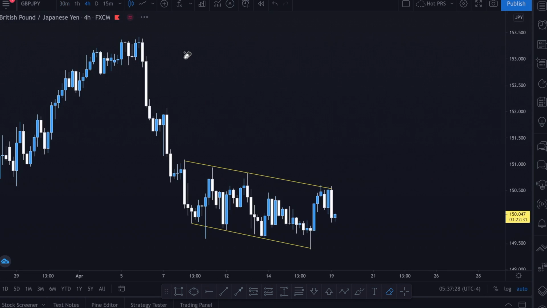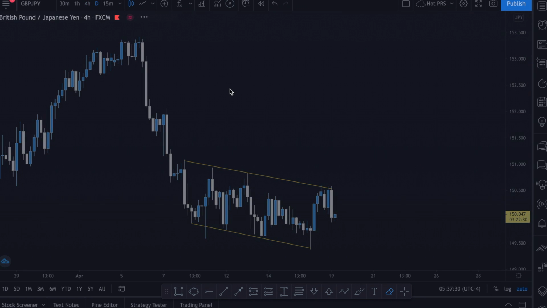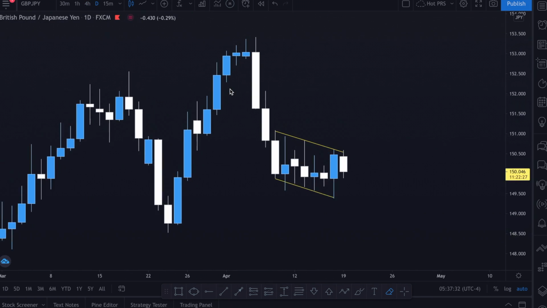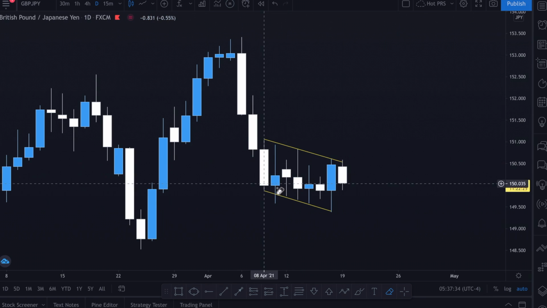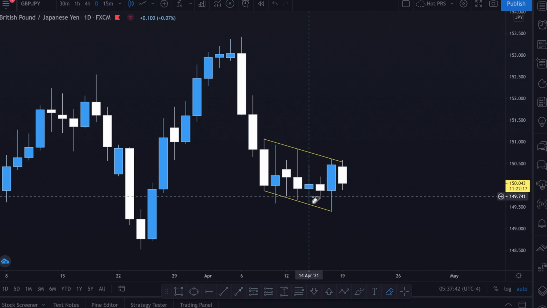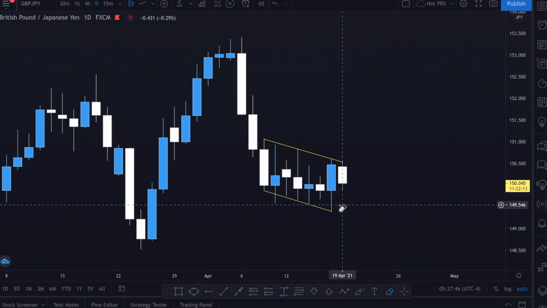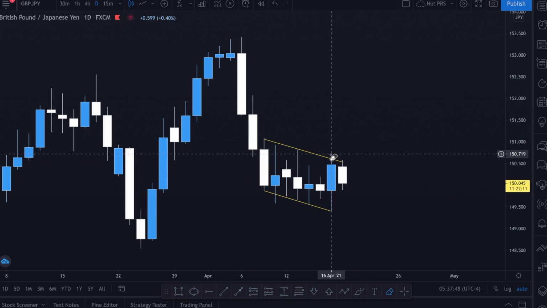So last week Friday, after this correction, price was moving sideways, so we're up, down, up, down, up. We had a retracement back to these lows before a push phase with this daily candle closing bullish, a strong bullish daily candle for last week Friday.